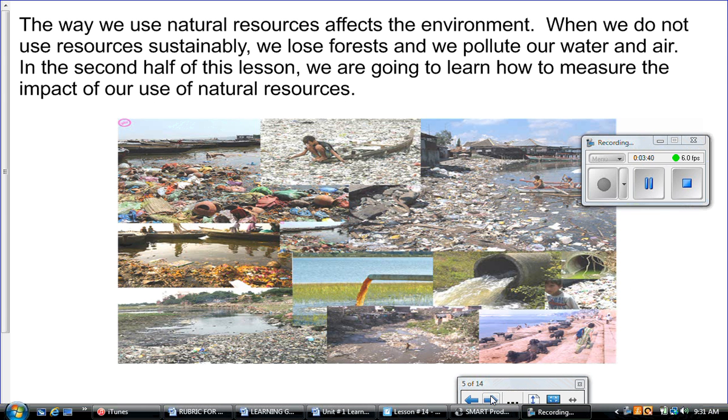The way we use natural resources affects the environment. When we do not use resources sustainably, we lose forests and we pollute our water and air. In the second half of this lesson, we are going to learn how to measure the impact of our use of natural resources.